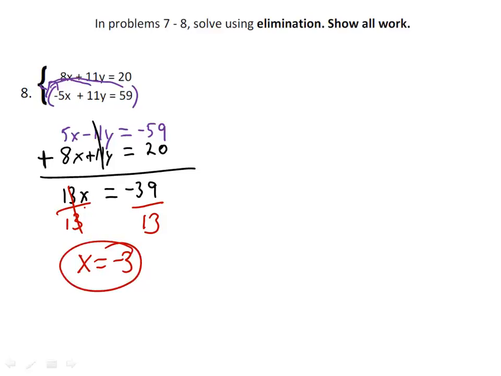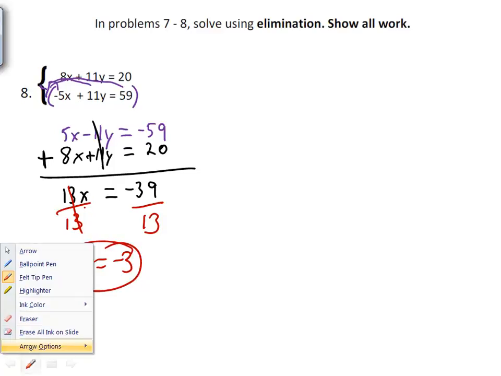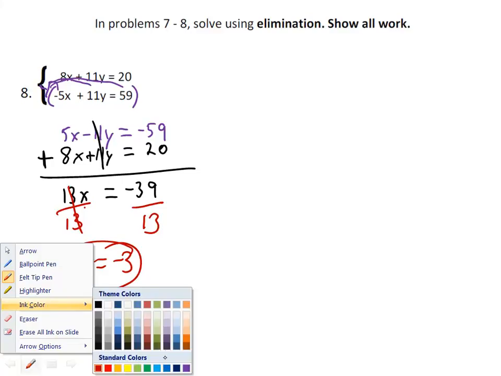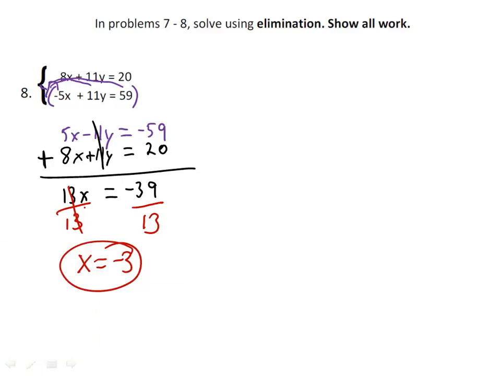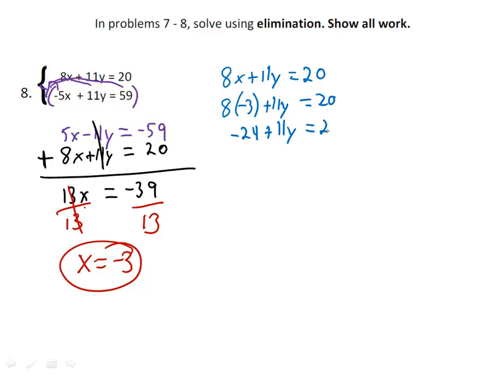All right, once we've done that, now it's a very simple matter to go in and do our next step, which is to find the second variable. I'll just take the top equation again, 8x plus 11y, and when I go back to find the variable and to do checks, I must use the original equations that I had. Can't use equations that I've altered. So the original ones they gave me. So here we have 8 times negative 3 plus 11y. Does that equal 20? 8 times negative 3 is negative 24 plus 11y equals 20.